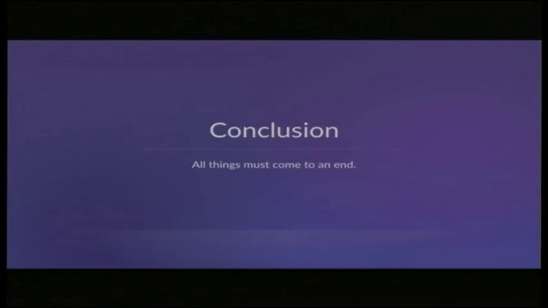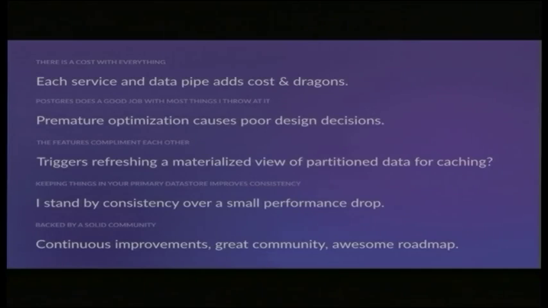I guess my takeaways from this would be that there's a cost with adding services and adding data pipes and moving data around. You run into dragons, it causes problems. Postgres does a pretty good job at things I throw at it. I've fallen into the trap before where premature optimization causes really poor design decisions. And the features complement each other. You can use a trigger or a refreshed materialized view of some partition data just to shove in a cache. And who cares if it's 2 minutes out of date, if we don't need that.